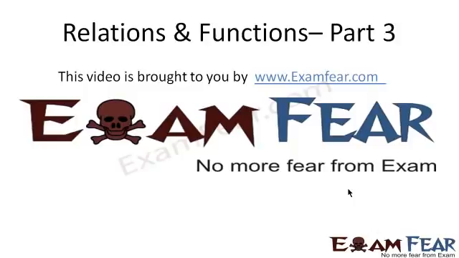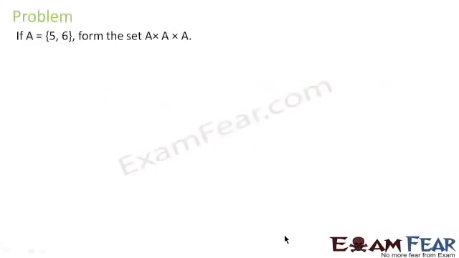Before watching this video, you should have watched relations and functions part 1 and part 2. Let's take one more problem. We have a set A that has two elements, 5, 6. We have to find A cross A cross A. So before finding A cross A cross A, let's find A cross A.